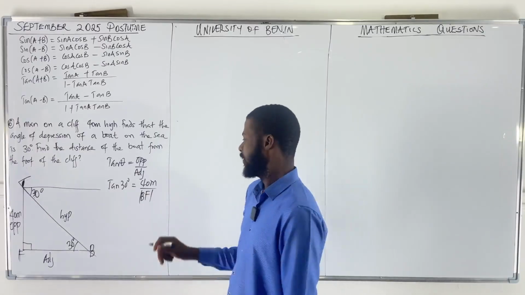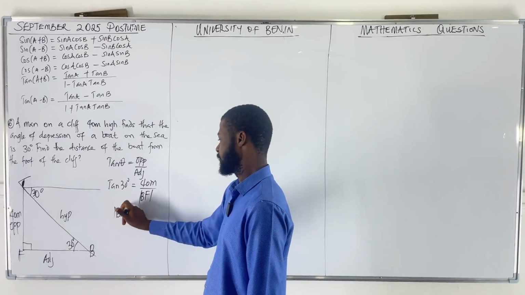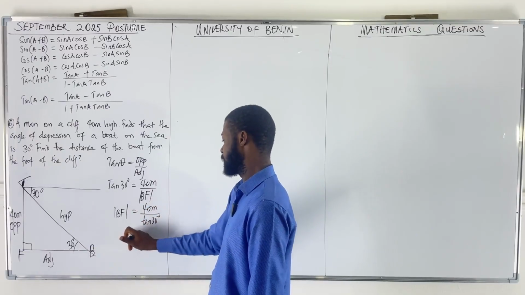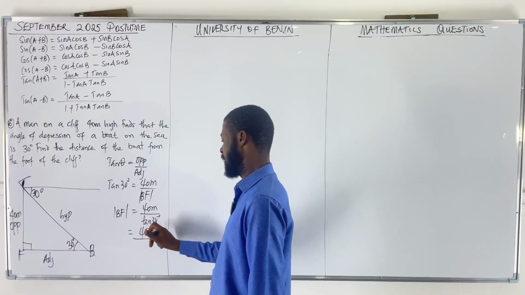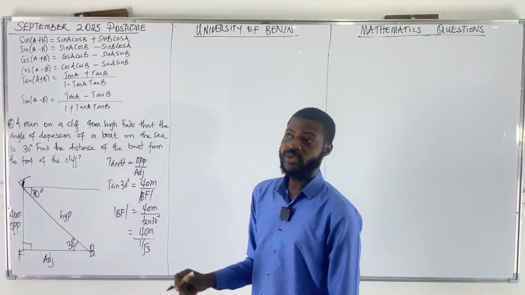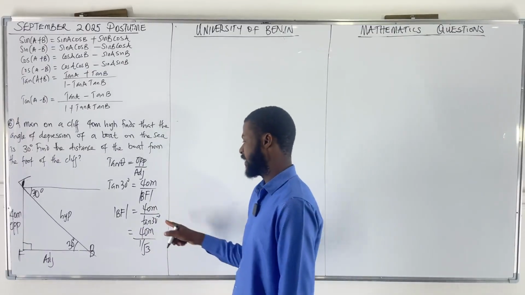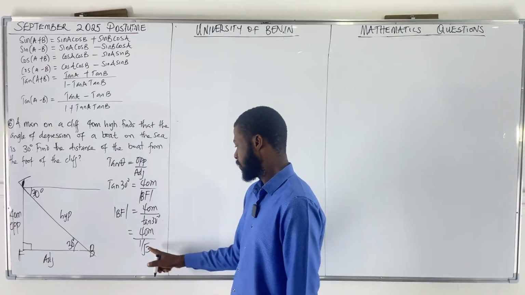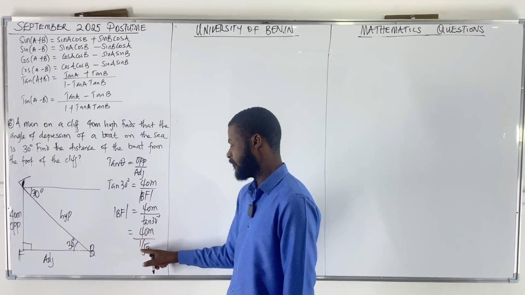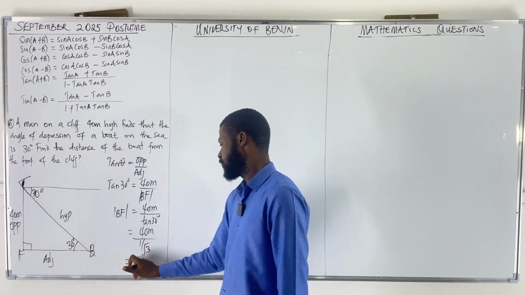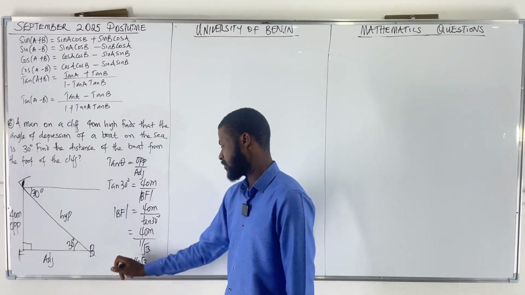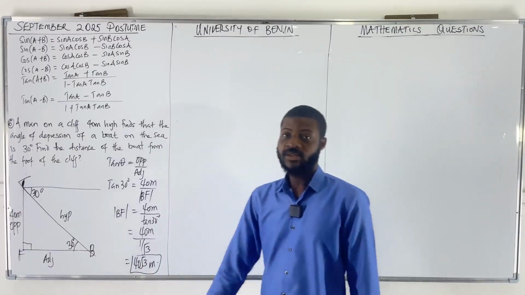Okay, let me just do it like that. So BF is equal to 40 meters divided by tan 30 degrees. Tan 30 is 1 over root 3. I did not use the rationalized form here because it's at the denominator. So if you have 40 over 1 over root 3, the root 3 will come to the top. So this is now 40 root 3 meters. That's the distance, and that will be your answer to that question.